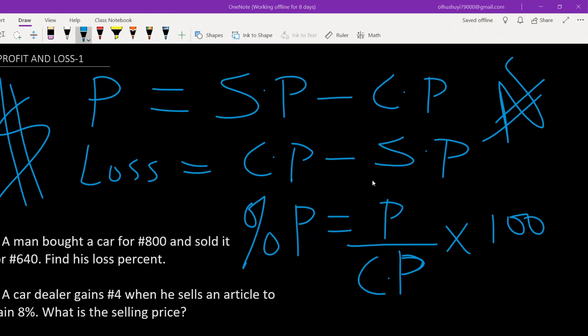And how do you go about your percentage profit? The percentage P, I call it, is the profit over the cost price, times 100. What if it's percentage loss? The same thing. Percentage loss will be the loss in the numerator upon the cost price. The cost price will not change, then times 100. Let's solve the following questions.